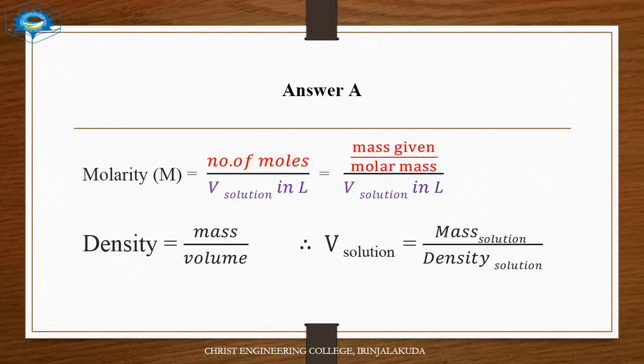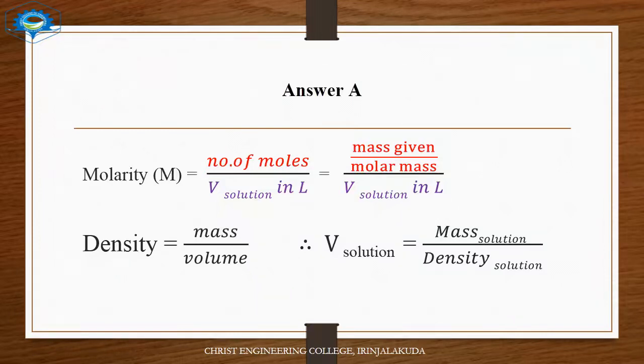So first of all, in order to calculate volume of solution from density, you should know the mass of solution. Then substitute this volume of solution in this equation. We should know the molar mass from its molecular mass. Molarity is already given. Then find the mass given. Then substitute in the molality equation. Okay. So this is our molarity equation, and we are going to substitute the values and find the mass given. So first of all, we have to find the volume of solution in liters. For that, a hint is given.